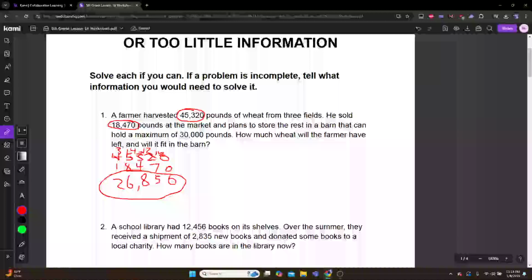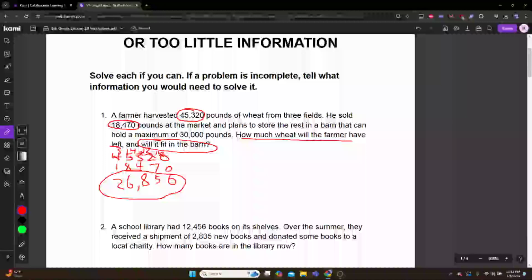The question is asking how much wheat will the farmer have left? So this is the first part. And then will it fit in the barn? So the barn says that it can hold a maximum of 30,000, and since 26,850 is less than 30,000, yes it can.